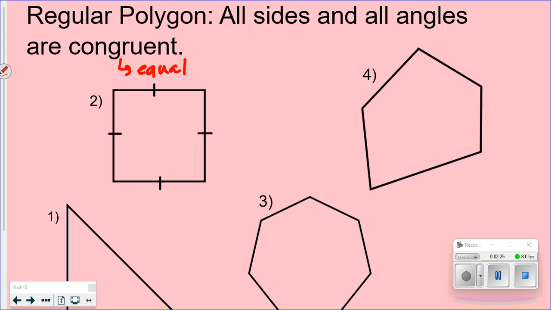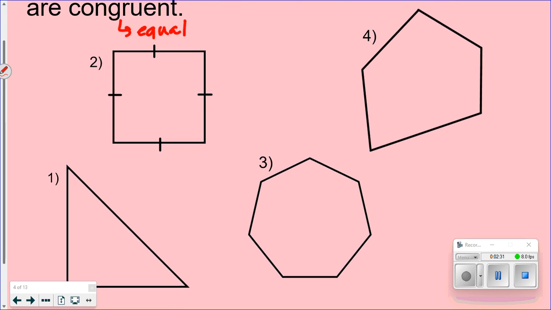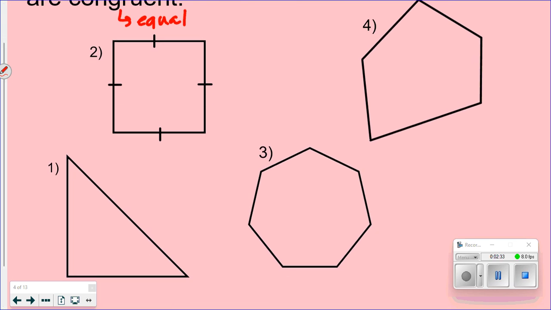So if I look at my things up here, I have 4 different polygons. We're going to talk about whether they're regular or not. Is number 1 a regular polygon? No, it's just a polygon. It's not regular because all my sides are not equal and all my angles are not equal. This is 90 degrees, this is who knows what, and this is who knows what, 45 and 45. So I know that's not regular. Number 2, I know this is regular because it has the same sides and all the same angles. So that is a regular type of polygon.